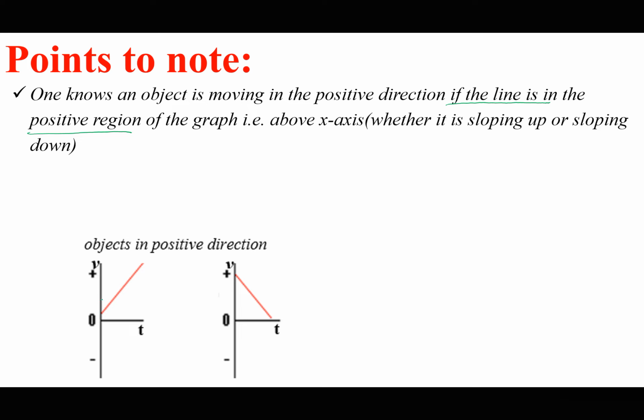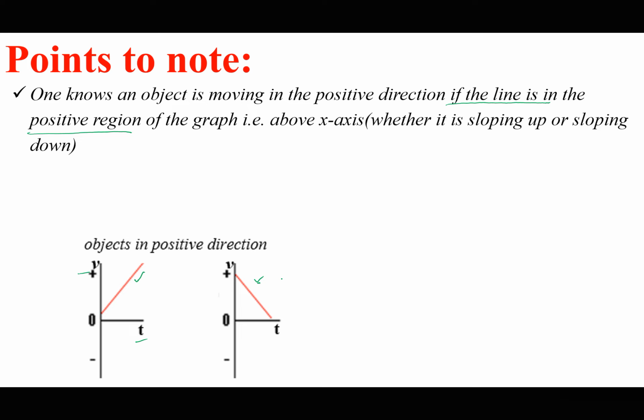If we have a velocity time graph, we can know that the object is moving in the positive direction, whether the line is moving away from the x-axis or sloping towards the x-axis. However, I want you to note that here the gradient is positive, here the gradient is negative, here the velocity is increasing, here the velocity is decreasing, but in the same direction. There has been no change in direction. In both graphs, the velocity is in the same direction, although in the first graph the velocity is increasing, and in the second graph the velocity is decreasing.